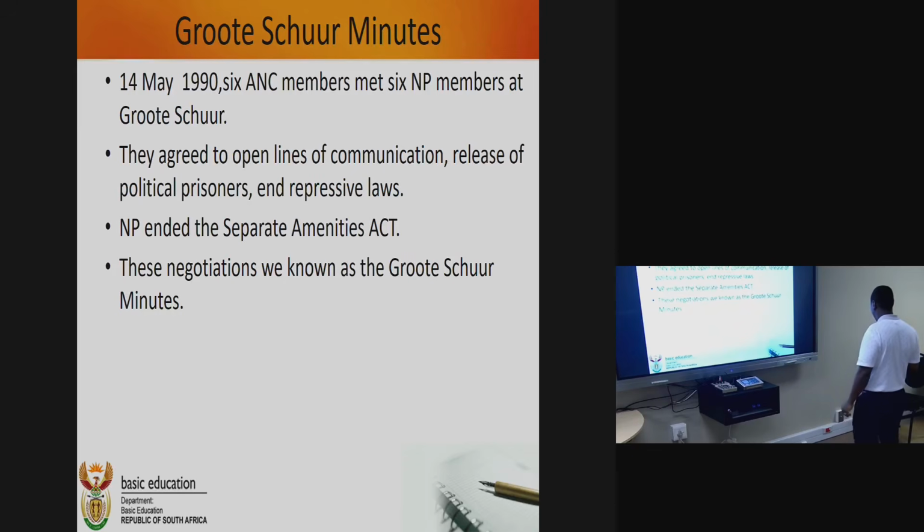For example, if you talk about the CODESA minutes, you must tell who were meeting in this round of negotiations. Then it's 6 members of the ANC versus 6 members of the National Party. What did they agree upon? The National Party agreed it will end the Separate Amenities Act. They will open lines of communication. The National Party will release political prisoners as well as end repressive laws.